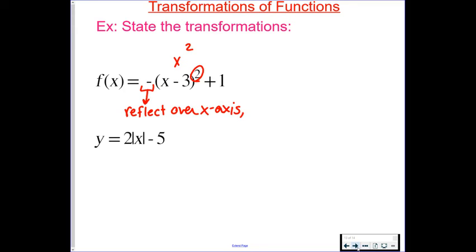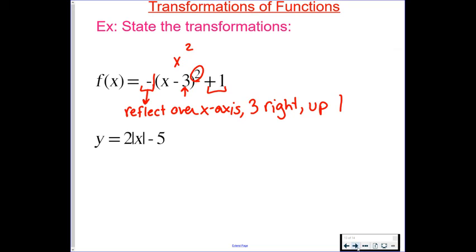Okay. Next one's the vertical shrink or stretch, but I don't have any of those because there's just a 1 in the front. That's totally fine. Then next comes the horizontal, negative 3, tells me to go 3 units to the right. And then last one is the positive 1, tells me to go up 1 unit.